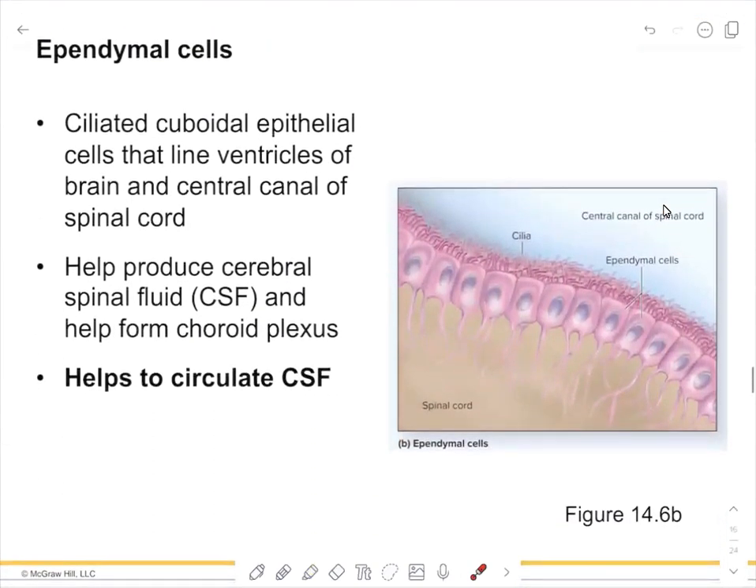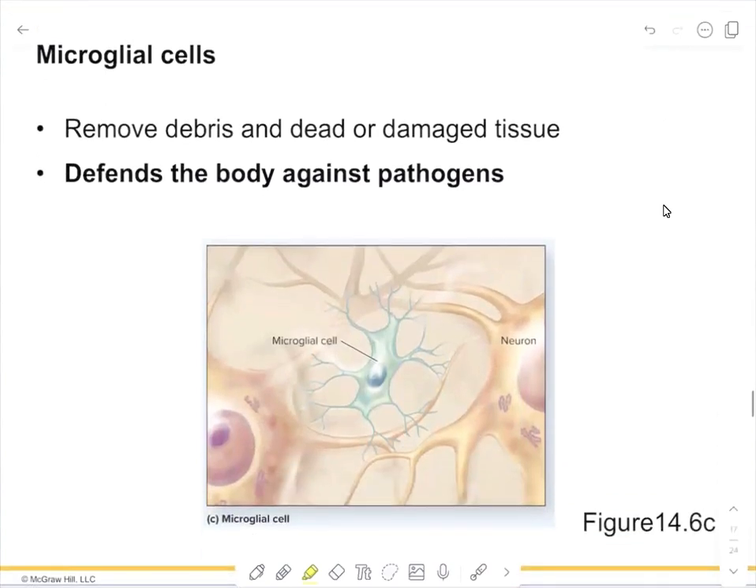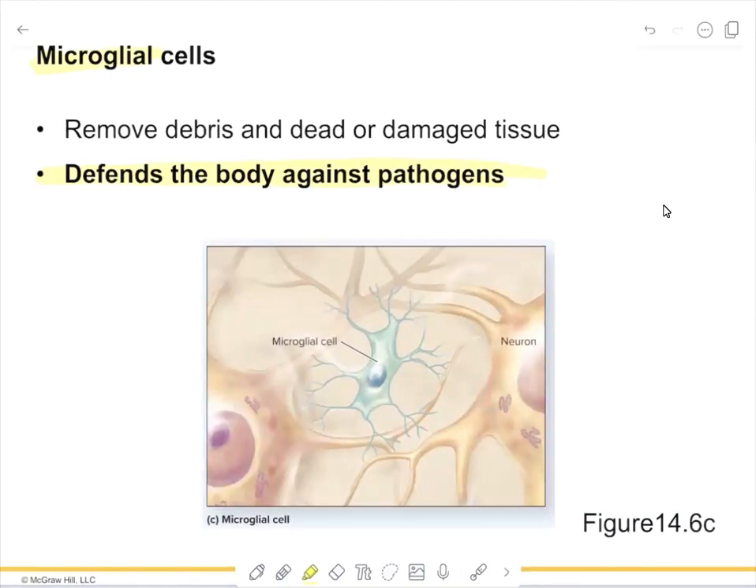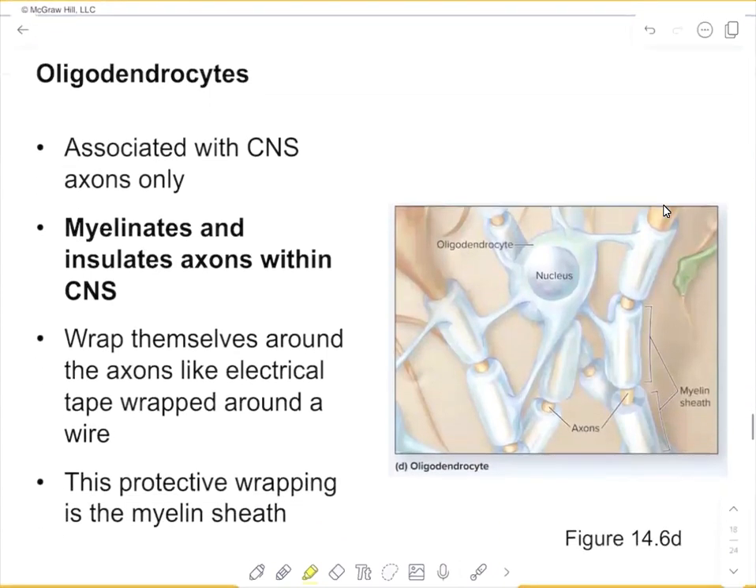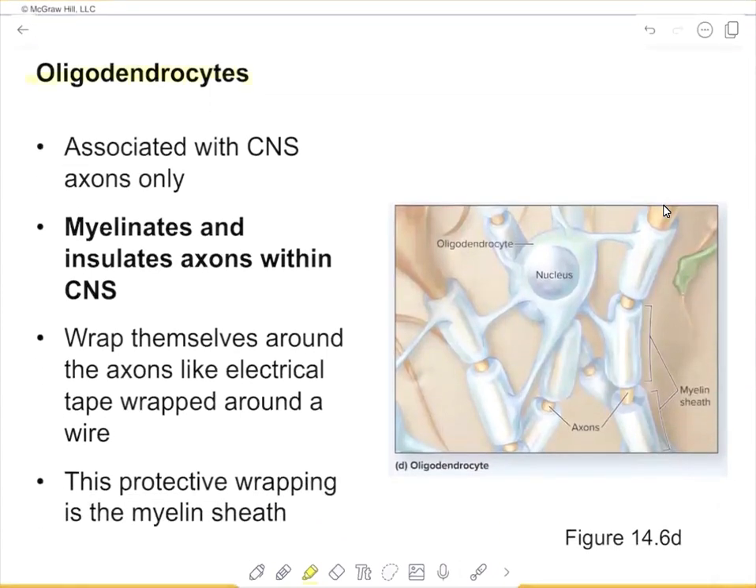Also in the central nervous system, we see ependymal cells. These are ciliated cuboidal epithelium that line the ventricles of the brain and the central canal. And their main job is to help circulate cerebrospinal fluid. And again, any of the diagrams are fair games for the quizzes or exams. In the central nervous system, we also have microglial cells, which defend the body against pathogens. One of the important reasons for this is we actually don't have the immune system playing a role in the central nervous system. And finally, in the central nervous system is what's called an oligodendrocyte.